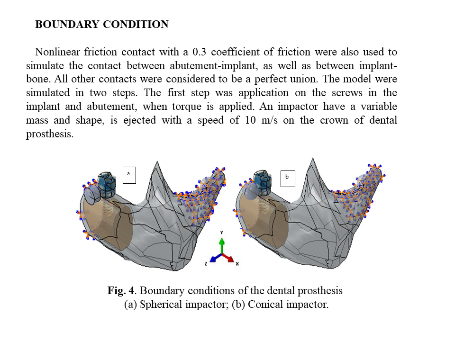The model was simulated in two steps. The first step was application of the screws in the implant and abutment when torque is applied. An impactor having a variable mass and shape is ejected with a speed of 10 meters per second onto the crown of the dental prosthesis.